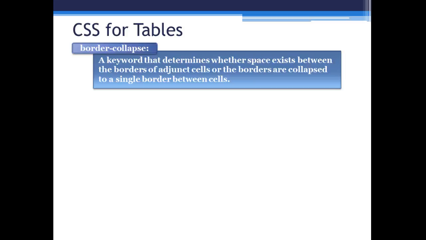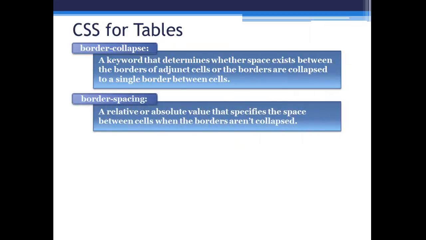The border-collapse is a keyword that determines whether white space exists between the borders of adjacent cells, or the borders are collapsed to create a single border around the cell instead of having double or multiple borders or double or multiple spaces. The next one is border-spacing. Border-spacing can be either relative or absolute value that specifies the space between cells when the borders aren't collapsed.